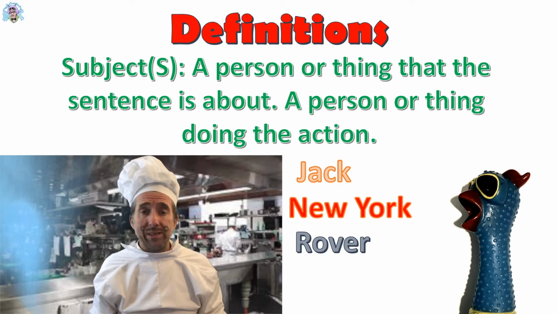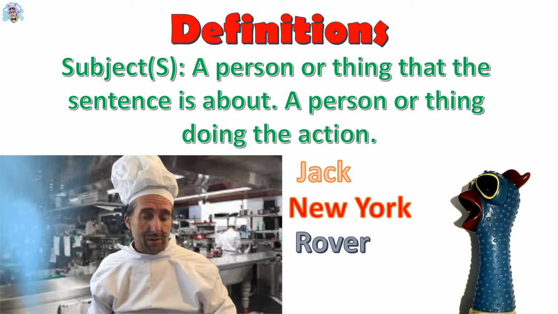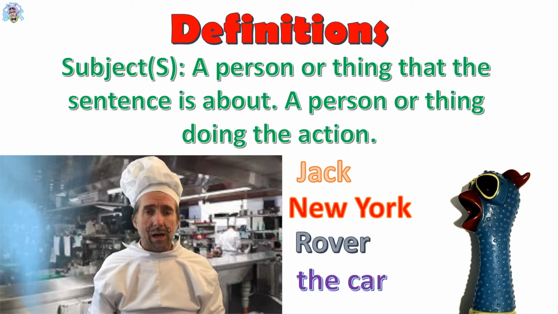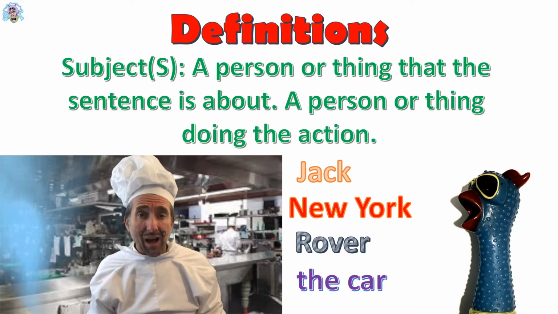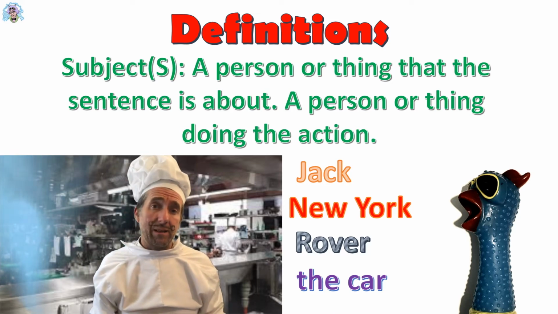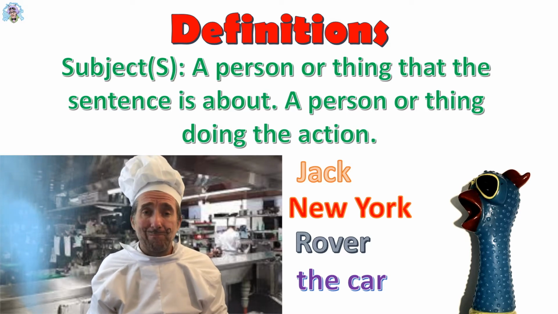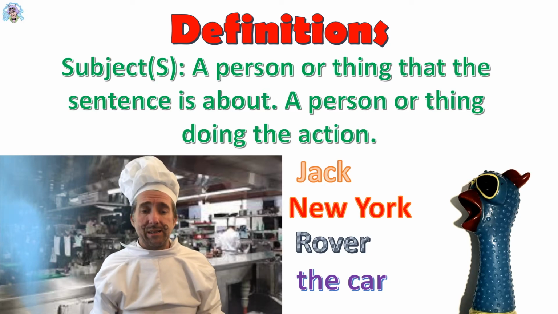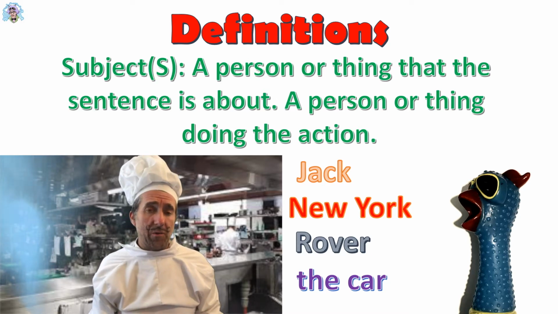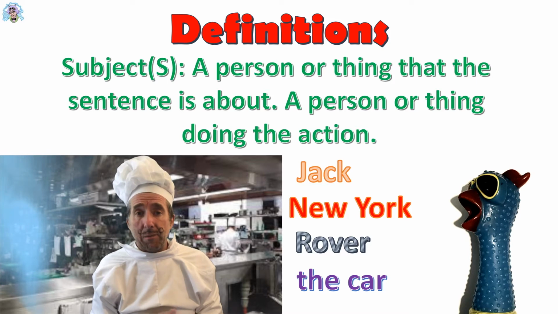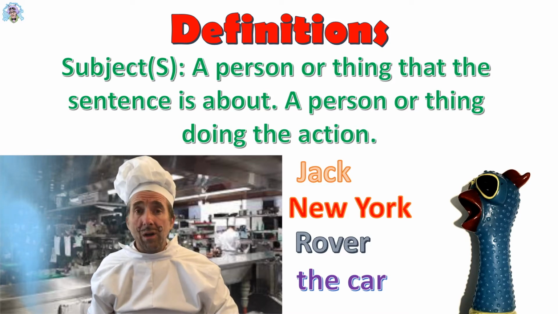Rover. Rover is the name of my dog. So it's the name of a pet. The car. The car is a thing. And it could be in a sentence, and the sentence could be about the car. So this is what a subject is. It is the person, place, or thing that the sentence is about, or the person, place, or thing who's doing the action or the verb.